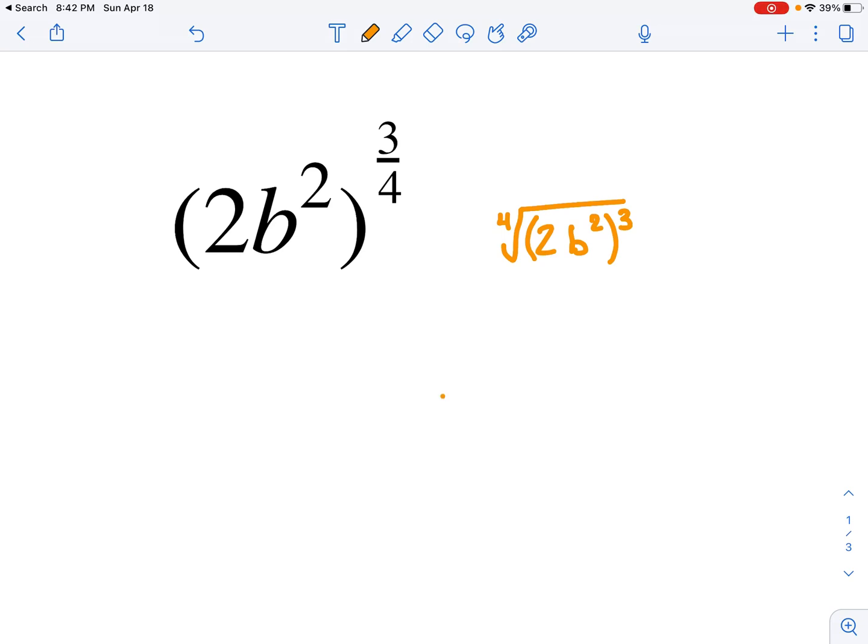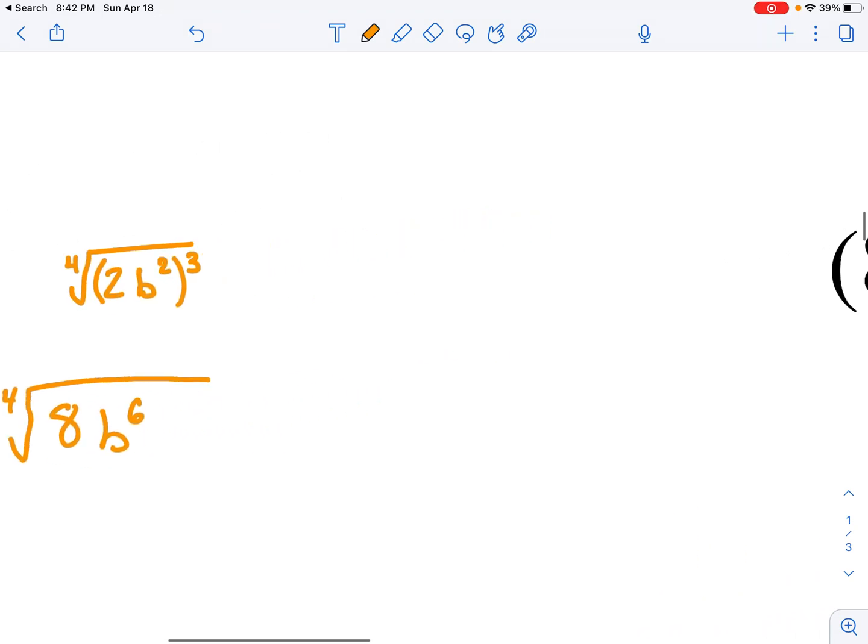So if I were to write my final answer, it might look like this. My 4 would still be my index, but I would have 2 to the third power, because that 3 would be going into the 2. 2 to the third power is 8. And b to the second power, to the third power, if you remember back to your exponent rules, power of a power, this would be b to the 6th. And we would be done with that one.